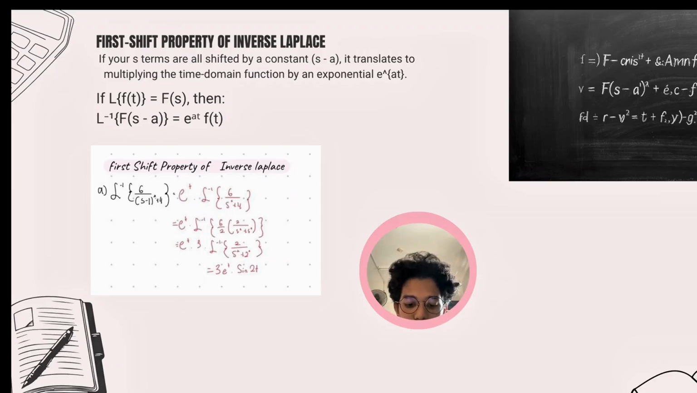Lastly, now that our internal operator matches the standard sine function perfectly, we can evaluate it: the inverse Laplace of 2 over s² plus 2² becomes sin 2t. Combining everything together, our final result is 3 e^t sin 2t. That's all from me. Thank you.